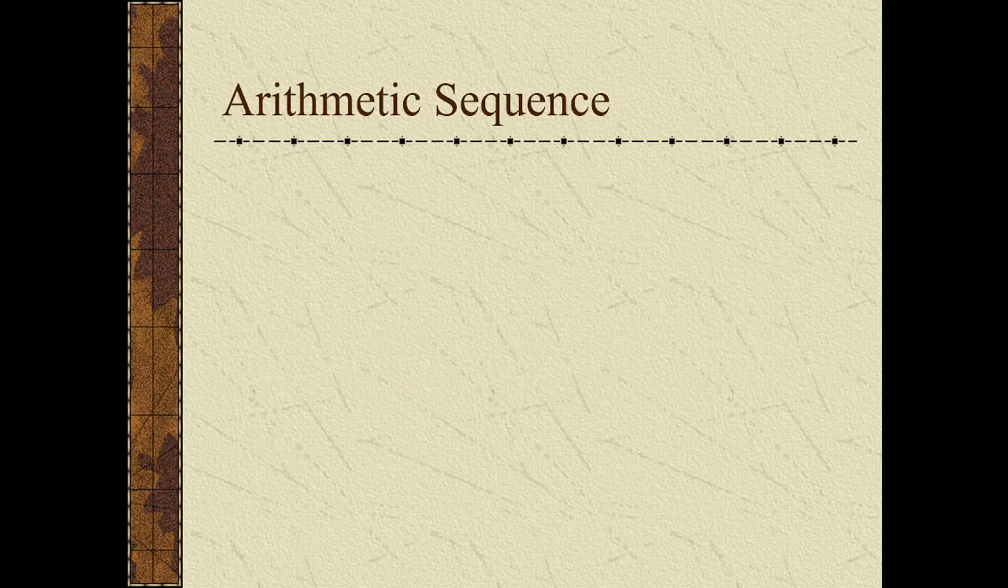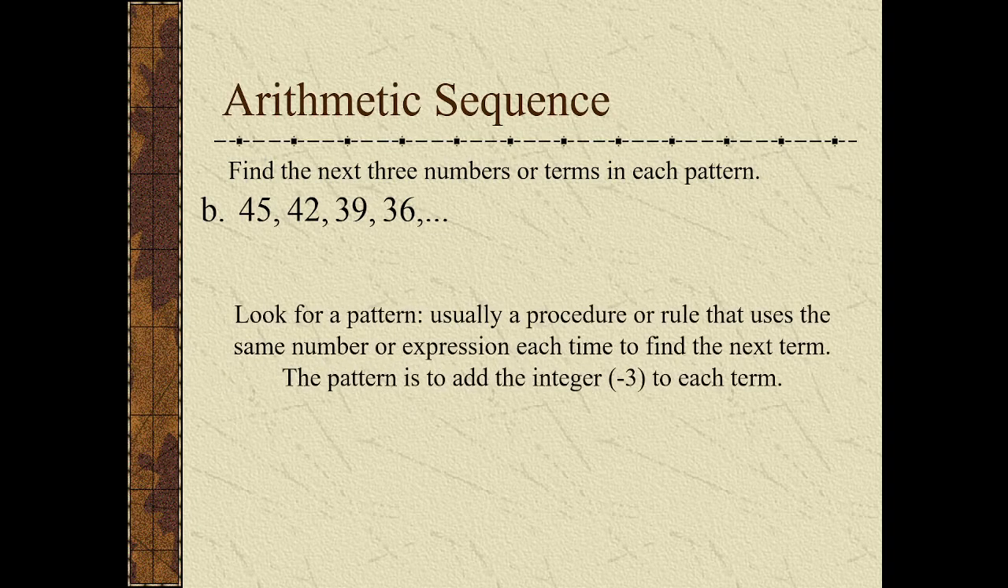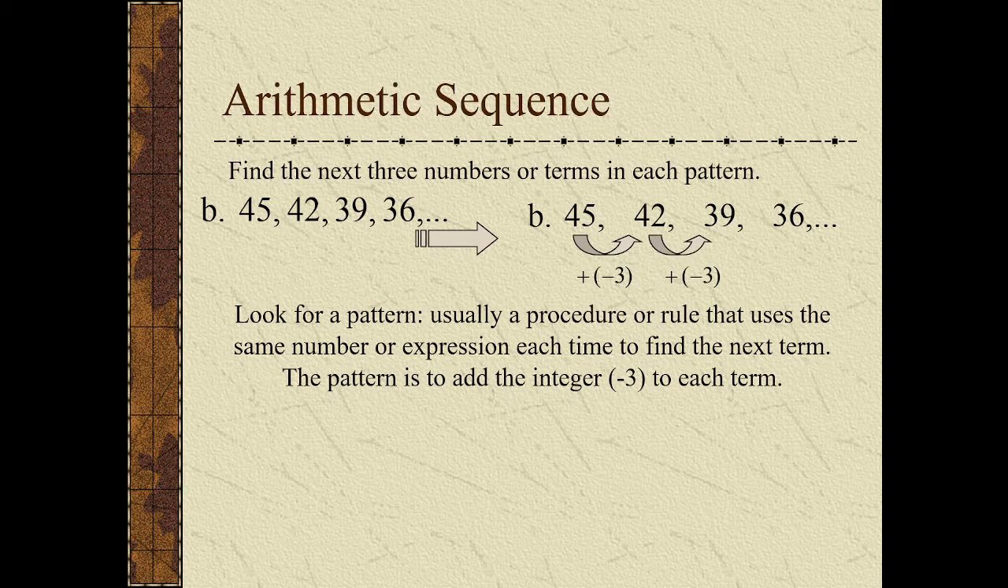O, kining number 2. Who can give me the pattern first? What's the pattern? Okay, pwede plus negative 3 or pwede minus 3. So meaning, look at the pattern. Plus negative 3. Plus negative 3. Plus negative 3. So unsa may next 3 terms nato diri class?